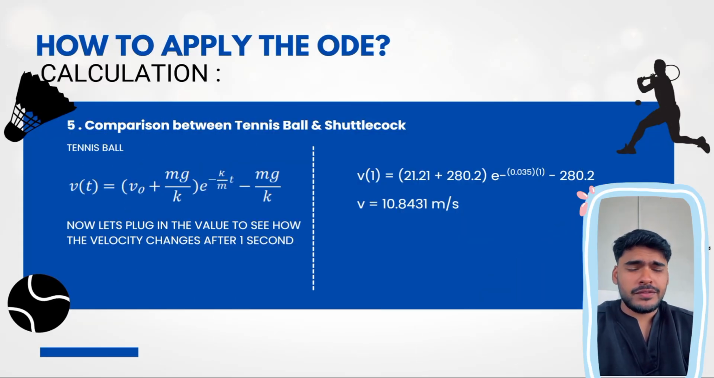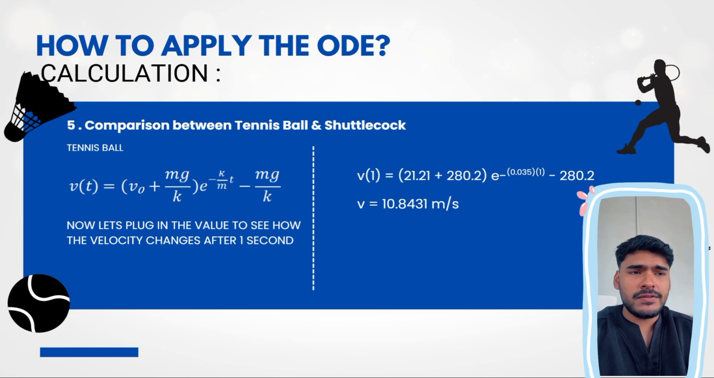So based on what my friend explained just now about solving the ODE, we get the final particular solution, where we will use that solution to plug in the values to see how the velocity changes after 1 second. So the final particular solution is v times t equals initial velocity plus mg over k times exponential power of negative k over m times t minus mg over k. So we know t equals 1 second because we need to check after 1 second.